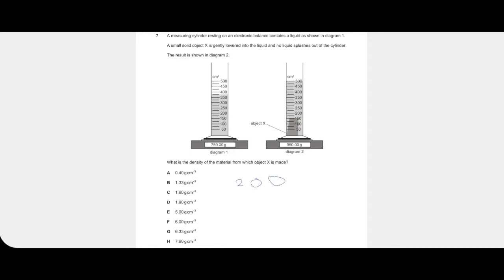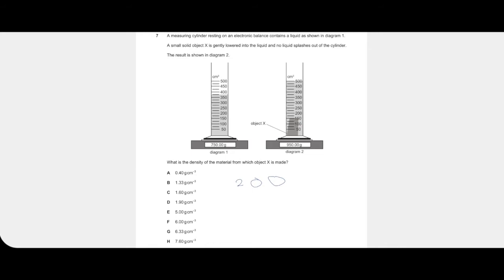Now, moving on to the volume. Diagram 2 shows that the volume is 500 milliliters, or centimeters cubed. And on the left, with diagram 1, the volume is 375 milliliters, or centimeters cubed. Now we're going to subtract the two to get the volume of object X. So 500 minus 375 is equal to 125 milliliters, or centimeters cubed.